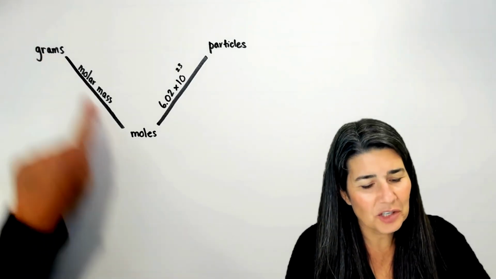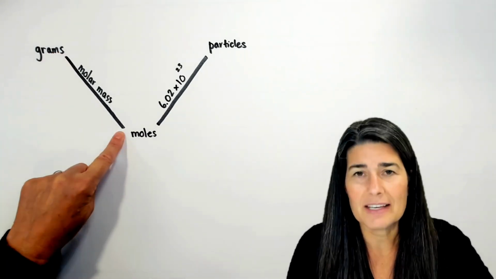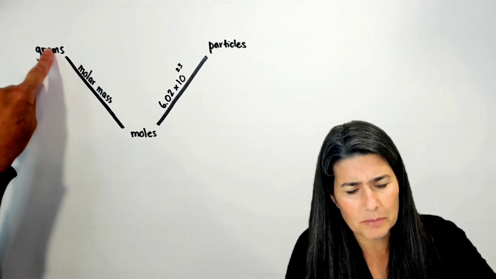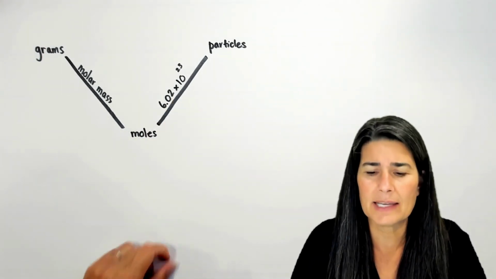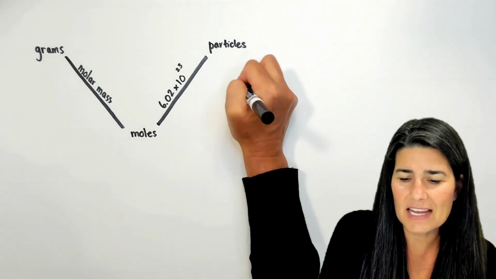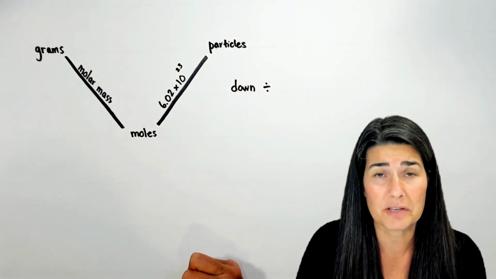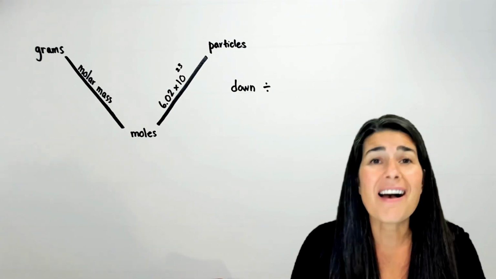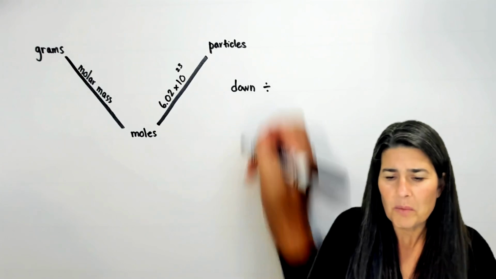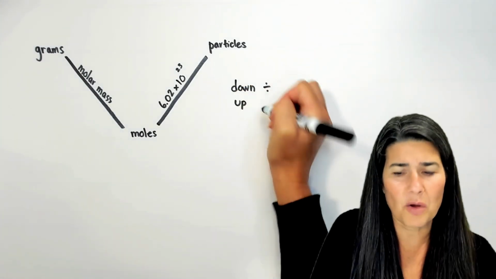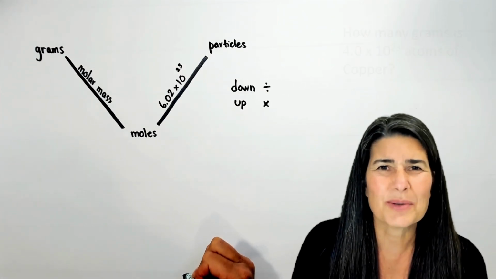All right, now what's the hard and fast rule? Basically, if you draw your mole map in this V shape and you go down a diagonal line, meaning grams to moles or particles to moles, you're going to divide by your conversion factor. If you go up a diagonal line, moles to grams or moles to particles, then we just do the opposite. You're always going to multiply. Let's go ahead and do an example.